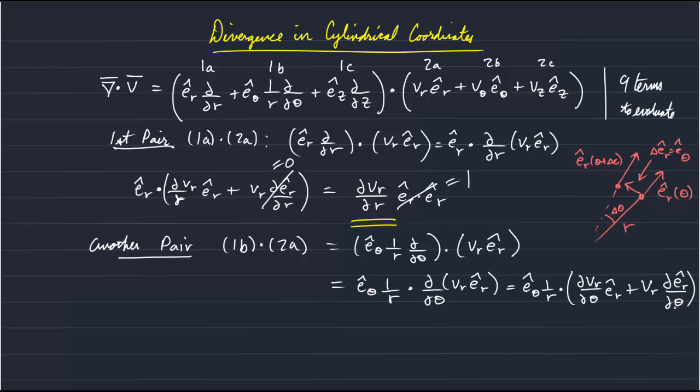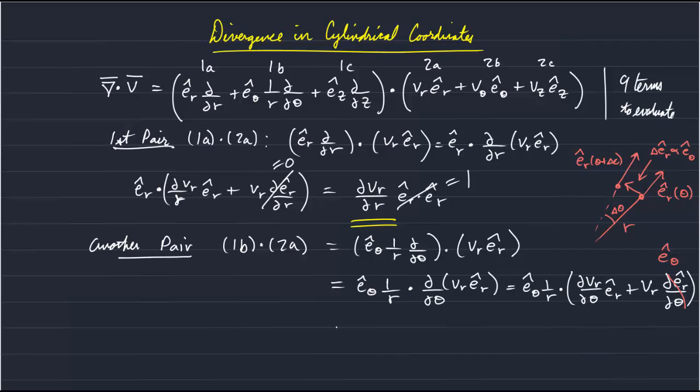So I should say the difference is proportional to e hat theta. It's parallel to that direction. So this is equal to e hat theta. The partial derivative of e hat r with respect to theta, that change is in this direction. It's in the e hat theta direction.